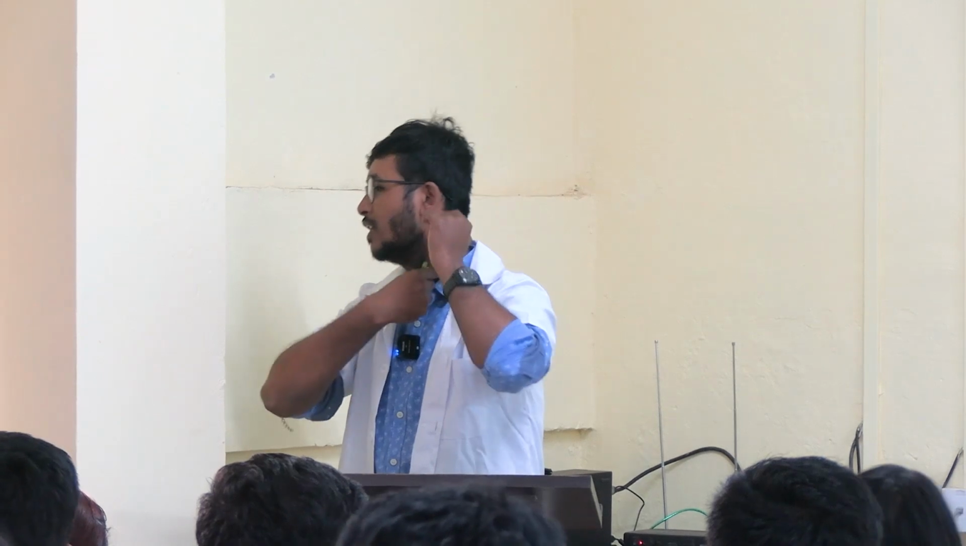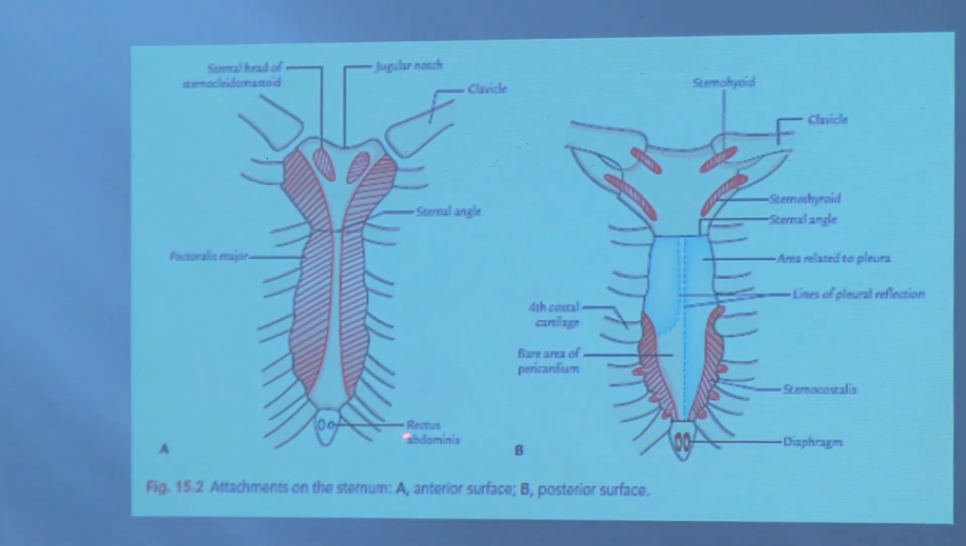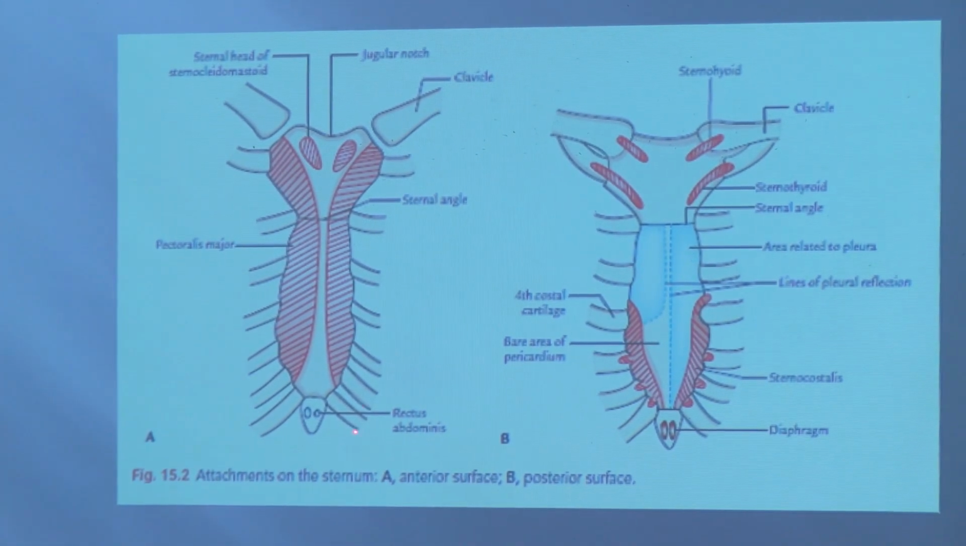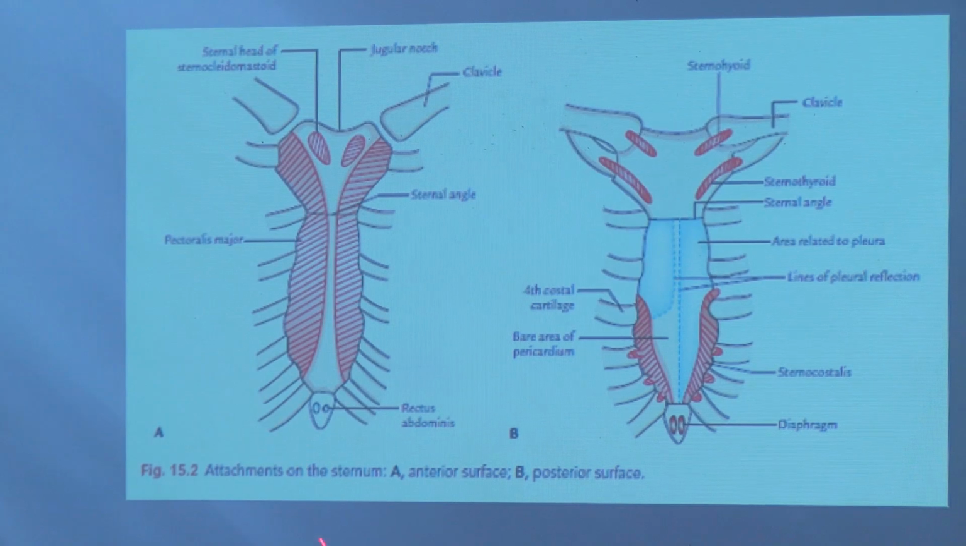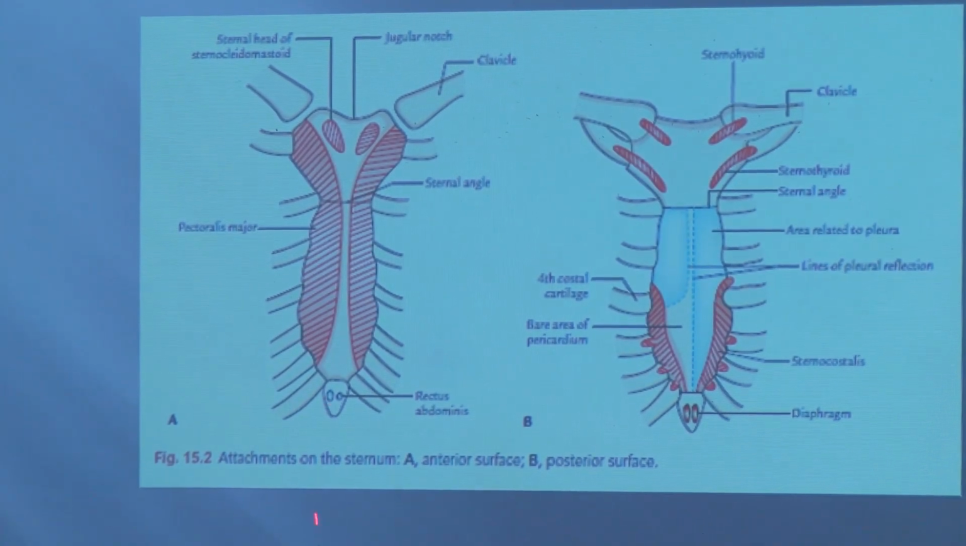From here it is coming up, and the sternal head of the sternocleidomastoid muscle is attaching to the manubrium sterni. Then on the xiphoid process anteriorly there will be the rectus abdominis muscle. In the dissection class you will see a long muscle like this coming up to the umbilicus and crossing it. This is the rectus abdominis muscle.